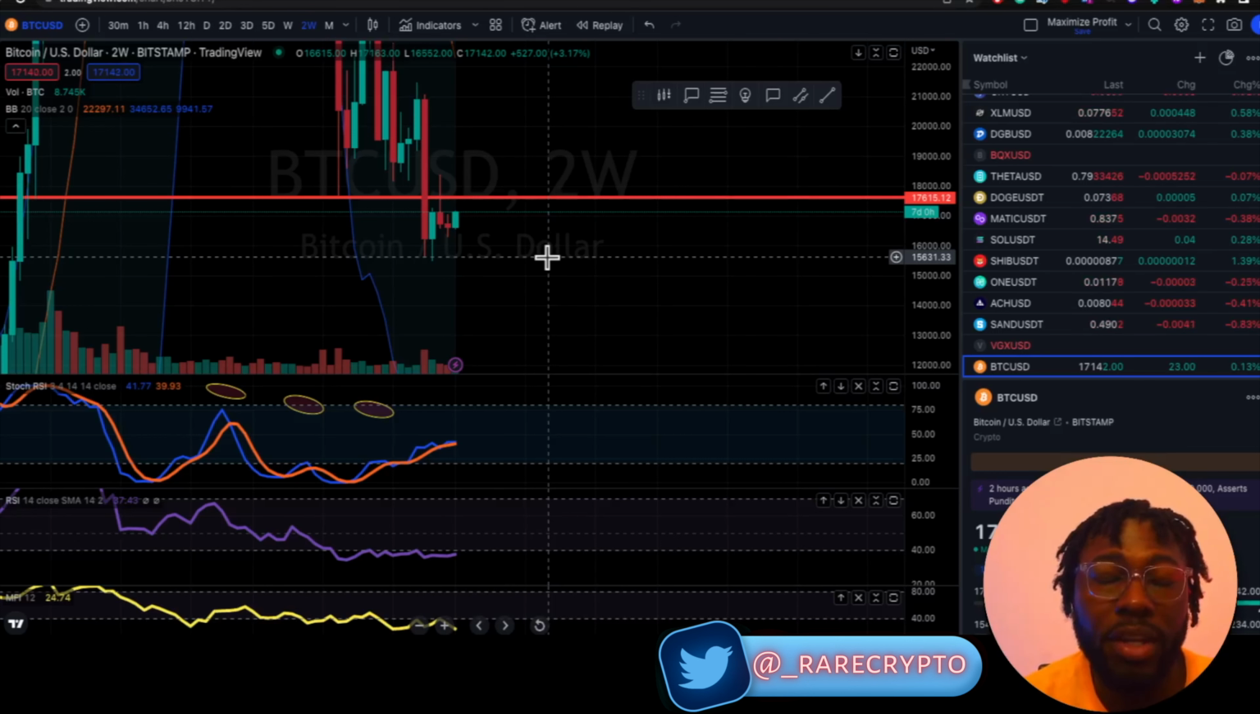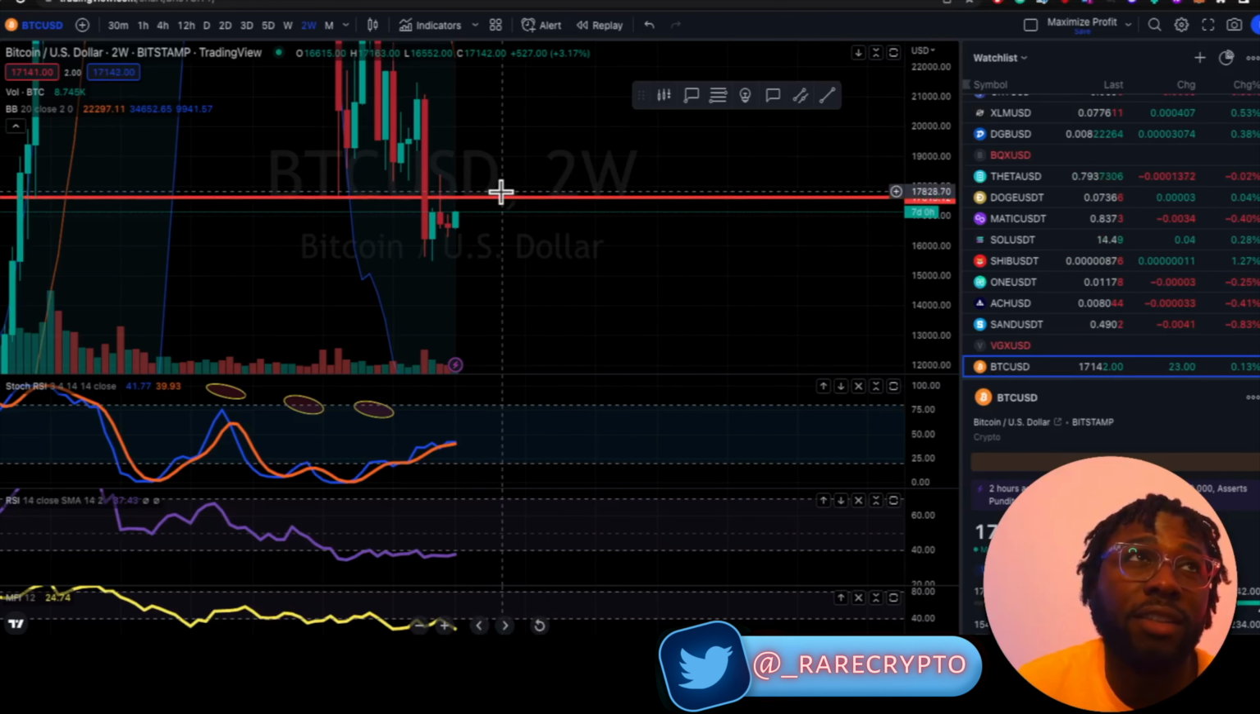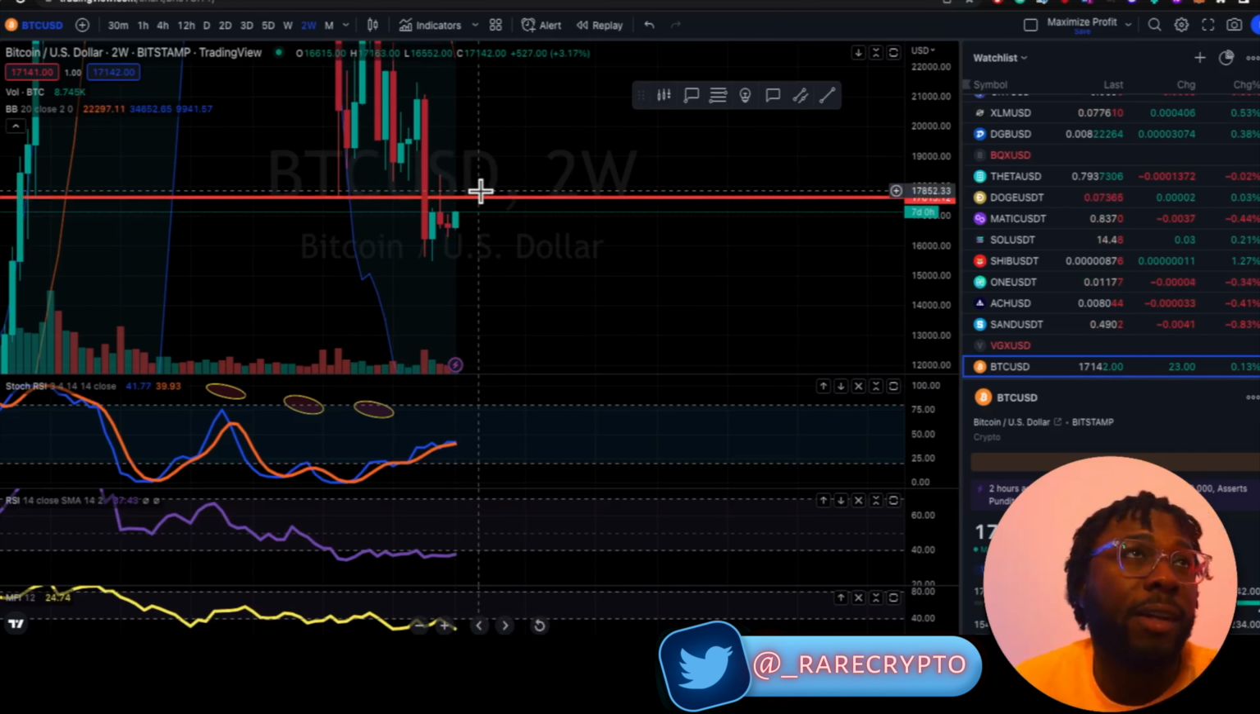Two scenarios, I repeat again. Price could come up and touch the 17 to 18K range, judging on this particular wick. And once we come up to that range, I do anticipate a sell-off. That's just what I'm looking for, not financial advice, but that's what Rare Crypto is looking for.